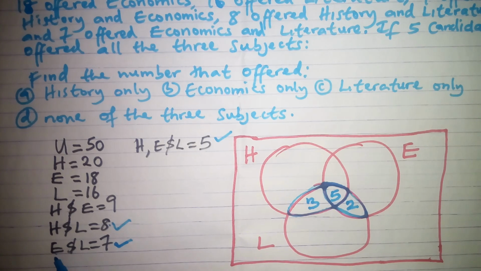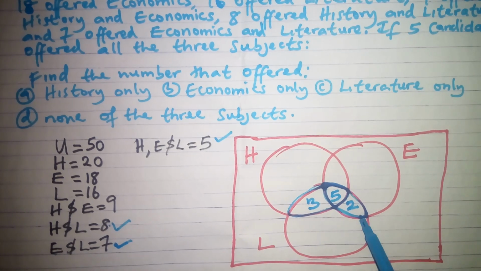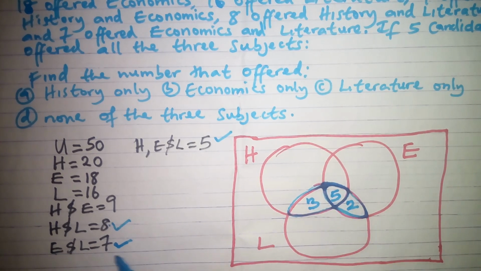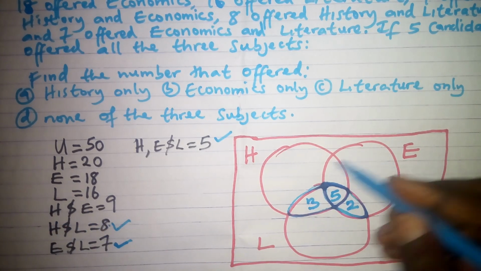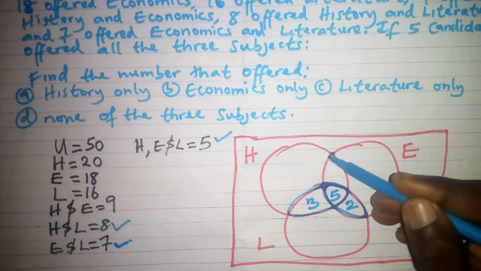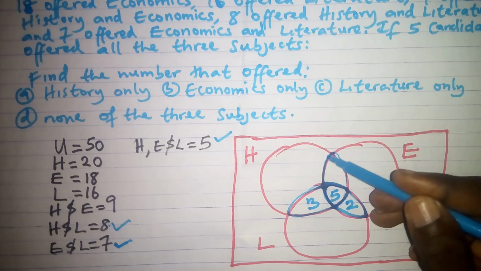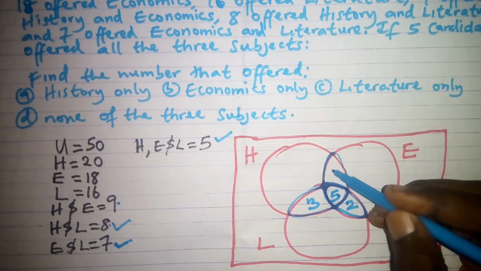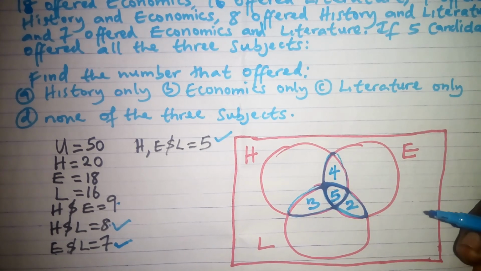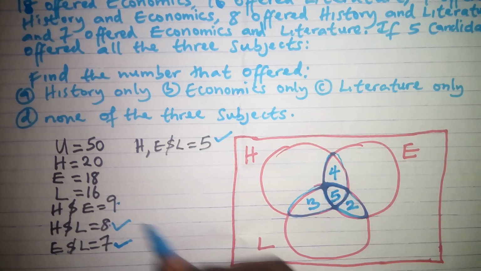And then for economics and literature, this is the part. 5 plus 2 still gives you 7. So we are on track. The next one is history and economics. This is the intersection for history and economics, and I already have 5. It's supposed to be 9. I already have 5 there also, so it's remaining 4 to make it 9. So that is settled.